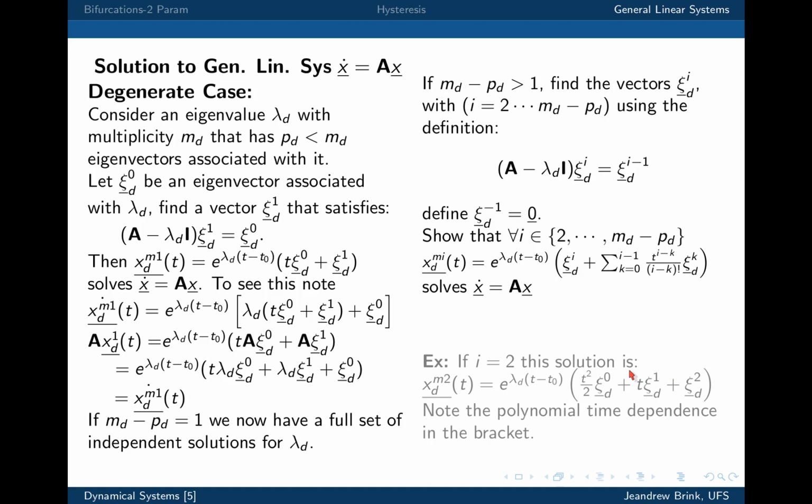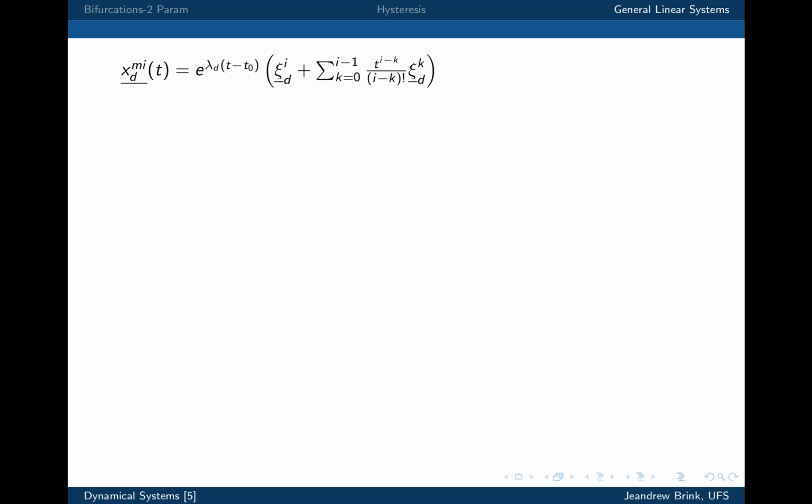Okay, and that will solve absolutely everything. I've now basically given you the way of finding all n independent solutions for your problem, so all linear problems can be solved.